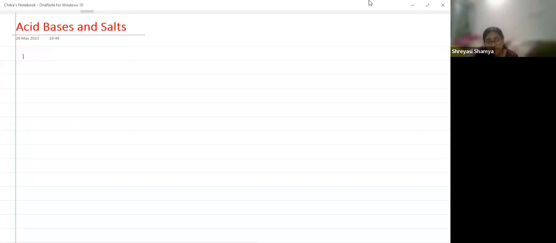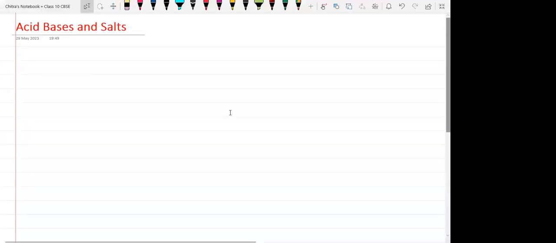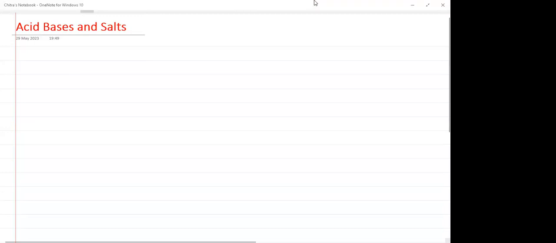Okay, so first we have to understand the introduction part of this chapter. First we will understand what are acids, bases, and salts, and then we will start the chapter. So first, acid.